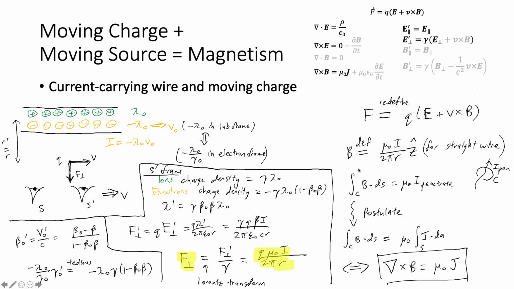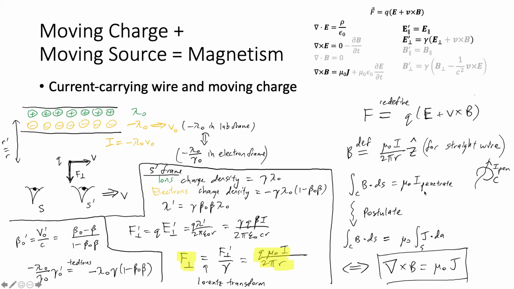So what is this B field over here? It is defined as this for a straight wire. Now, using this expression, we can do a line integral around the wire, and we realize that the integral of B dot ds around the wire is equal to the current.